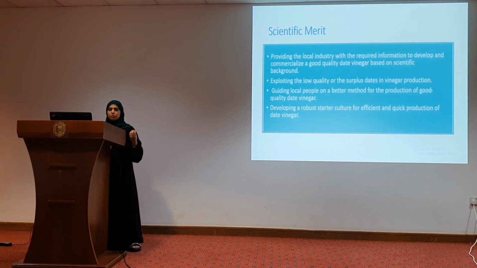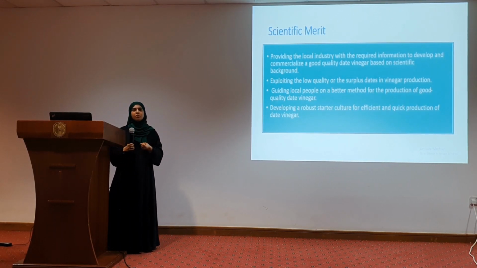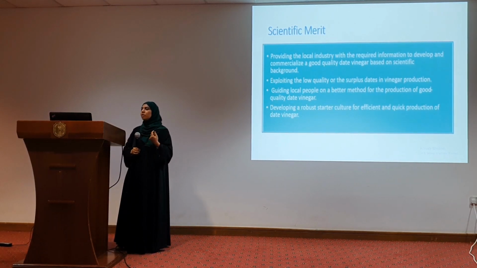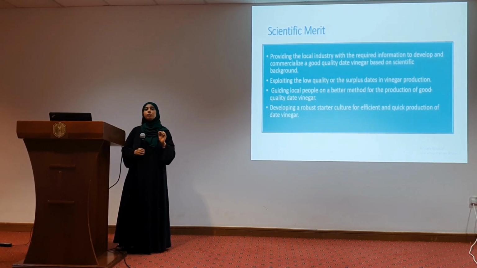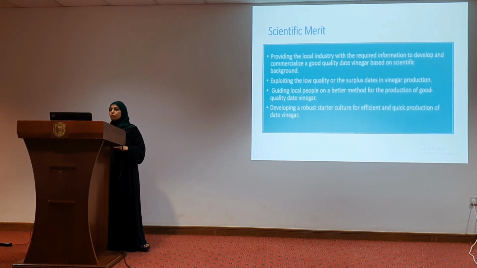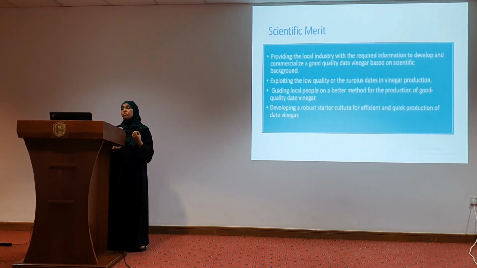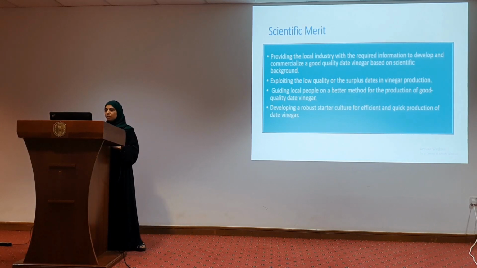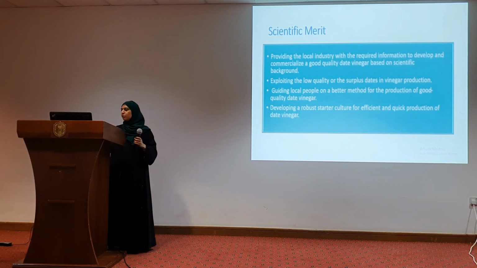This project is important because it can, in the end, provide the local industry with a scientific way to make date vinegar, making sure that the final product has high quality and safety. Also, we wanted to use the low quality or less utilized dates for this production, and therefore we used the Omicil variety of dates. We wanted also to develop a starter culture that can shorten the time of fermentation. The time of fermentation ranges from 10 to 40 days, depending on the local methods.